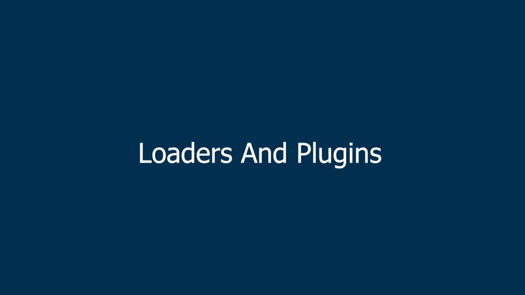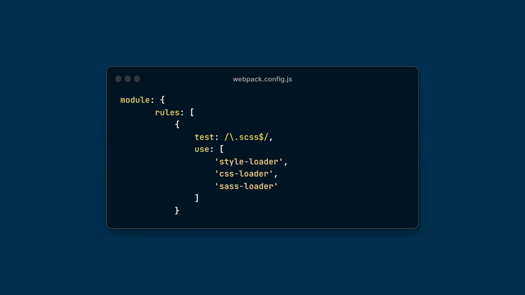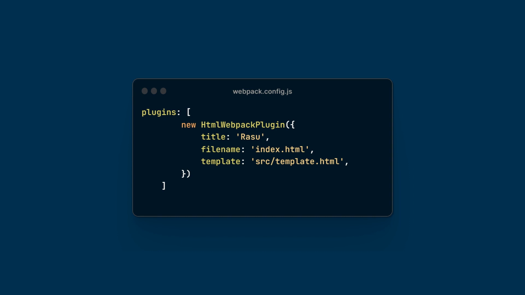Webpack loaders and plugins. One of the key features of Webpack is its ability to use loaders and plugins to transform and manipulate your code. Loaders are used to pre-process files before they are added to the bundle. For example, you might use a CSS loader to transform CSS files into JavaScript modules that can be included in your bundle. Plugins, on the other hand, are used to perform more complex tasks, such as generating HTML files, optimizing images, or extracting CSS into separate files.